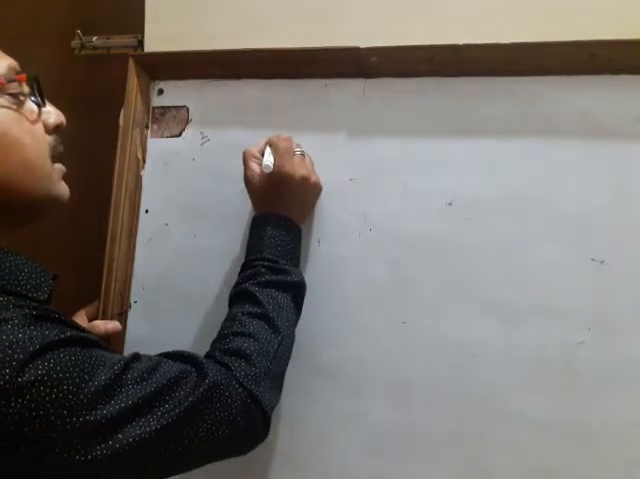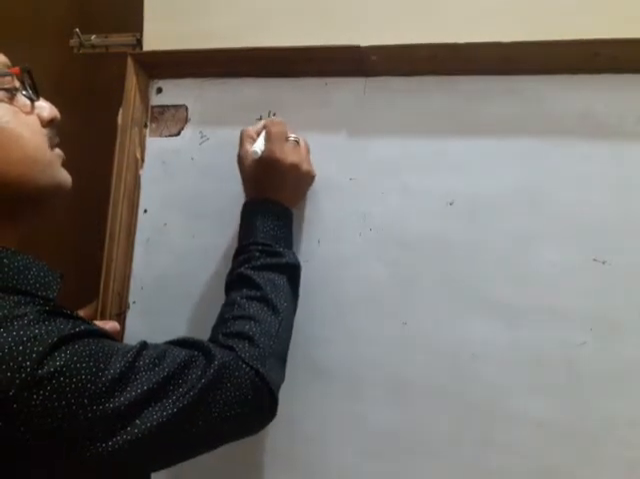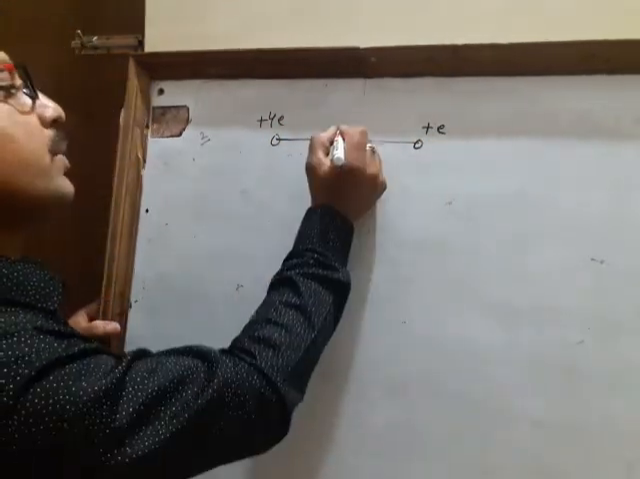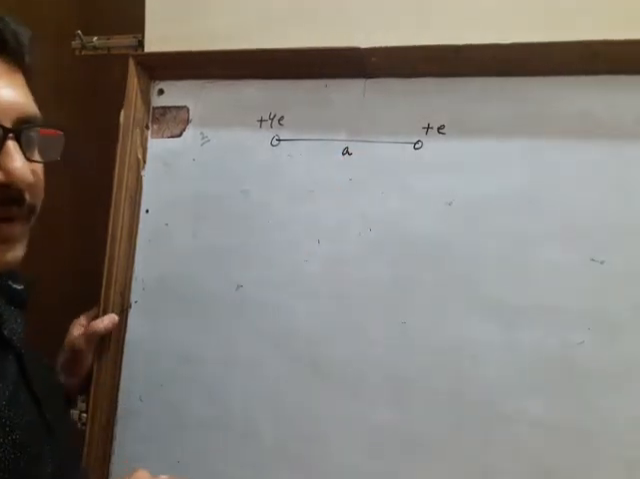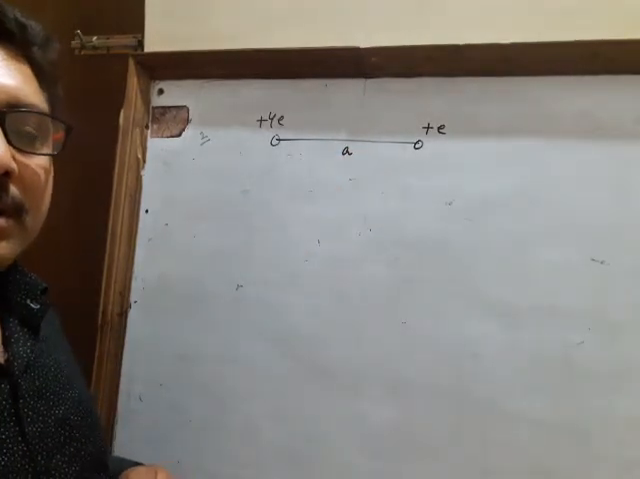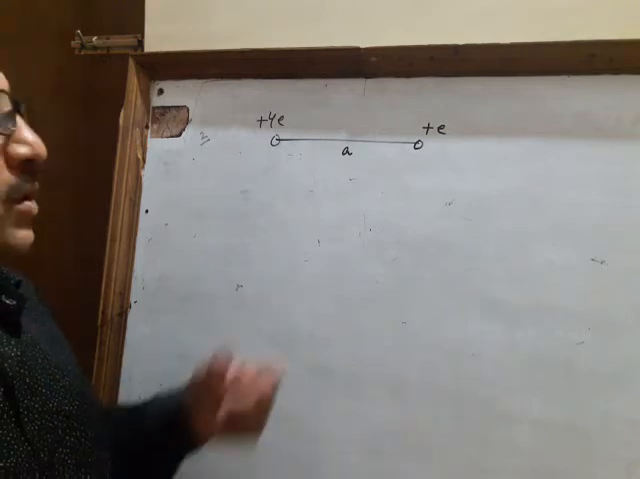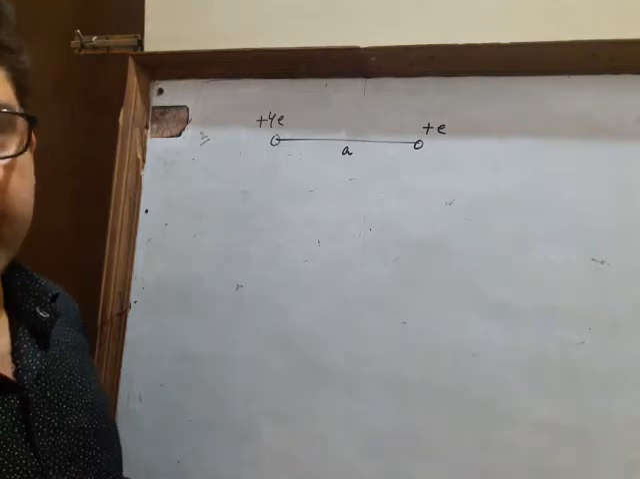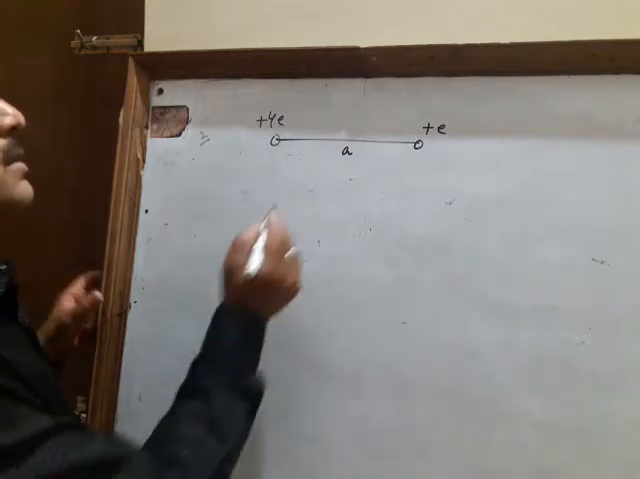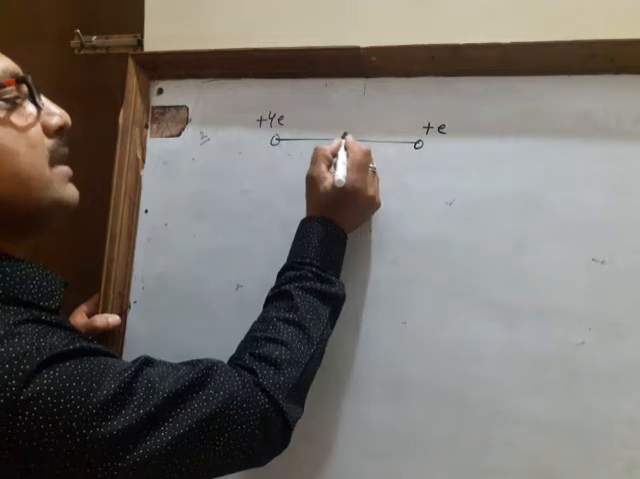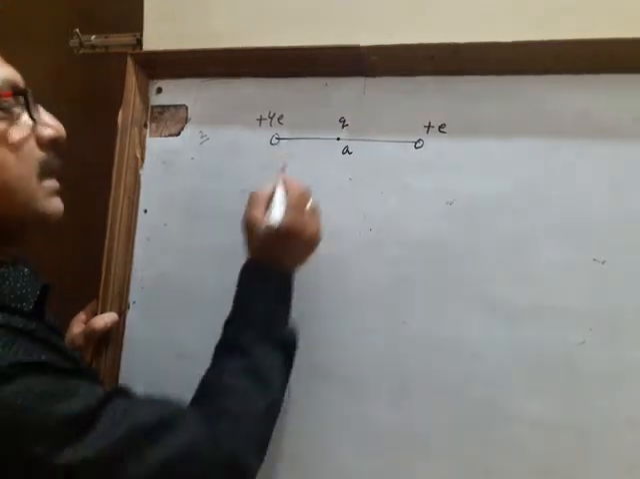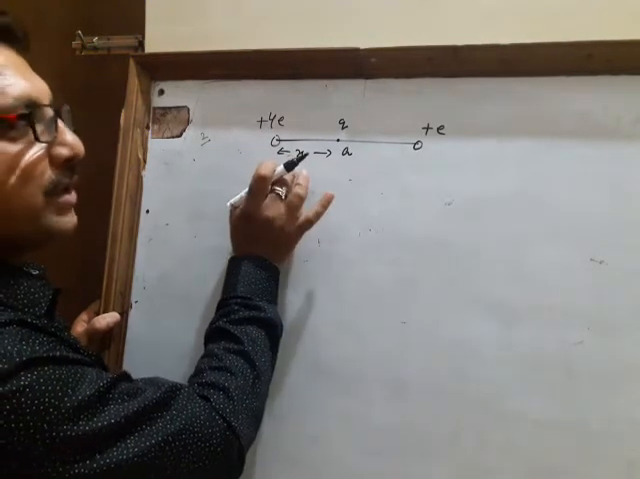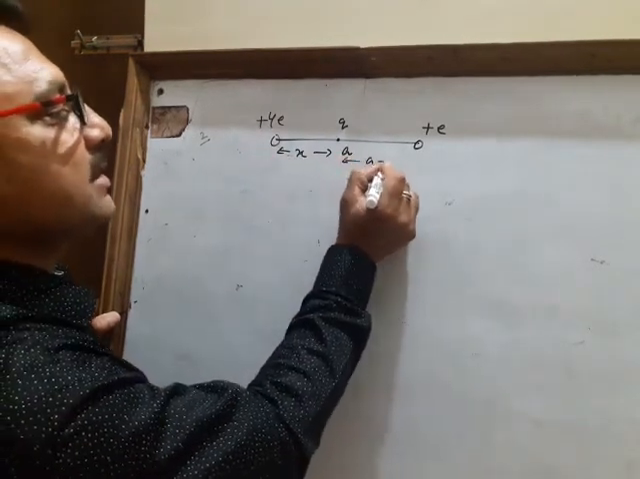Suppose there are two charges, plus 4e and plus e, which are placed at a distance a apart. The question is, where should a third charge be placed on the line joining the two charges so that the whole system is in equilibrium? Very easy. On this line, suppose you place one charge Q at a distance x from the charge plus 4e. So what is the remaining distance? This is a minus x.